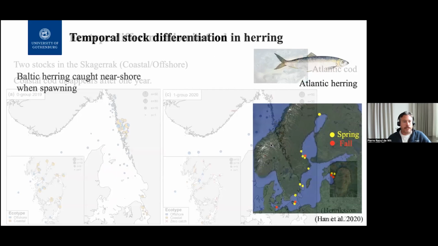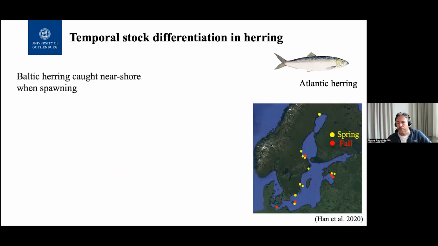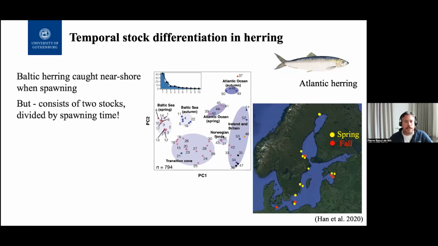Another great example is in Baltic Sea herring. So this is the work of Leif Andersson's group in Stockholm, where you don't really have spatial separation, but more of a temporal separation. So the herring are out offshore most of the year, but they come into the coast to spawn, and some of them come into the coast in the spring, yellow here, and spawn, and some come into the coast in the fall to spawn. And what these guys could show was that the spring spawning herring are genetically different from the autumn spawning herring, even though for most of the year they live together offshore.